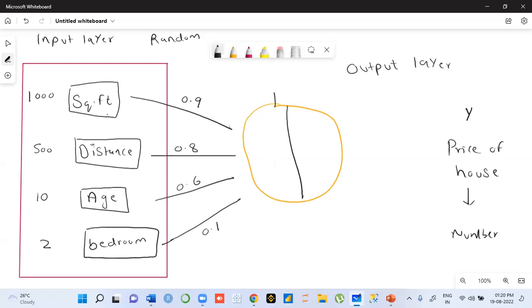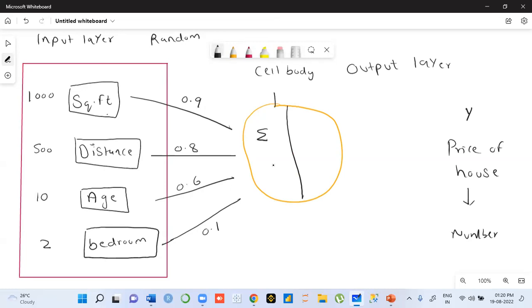This is called as cell body. एक cell body है, technical words है, biological. इसमें first what we do? Summation. Cross product 1000 into 0.9 plus 500 into 0.8 plus 10 into 0.6 plus 2 into 0.1 plus you get a summation. We need to predict.